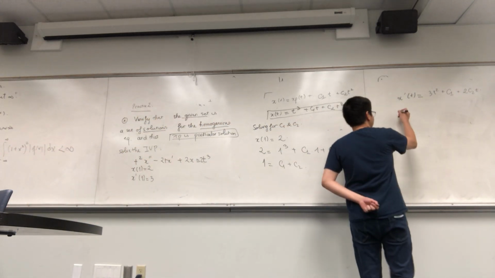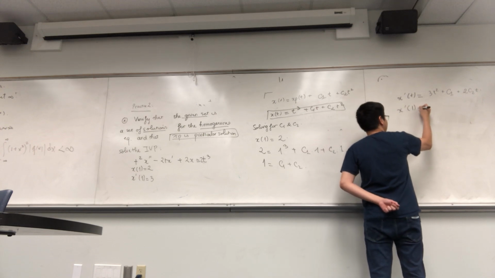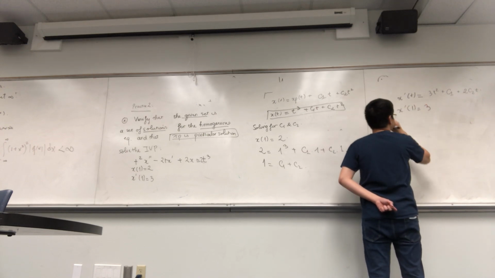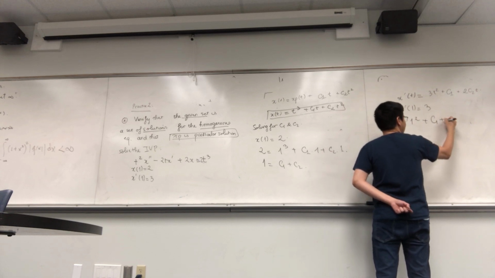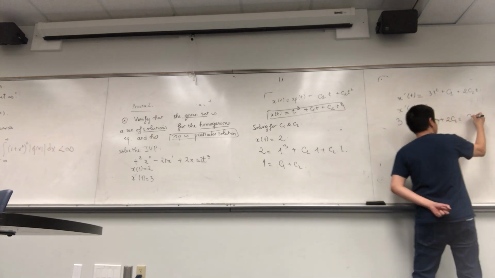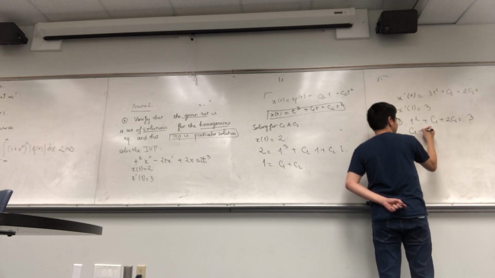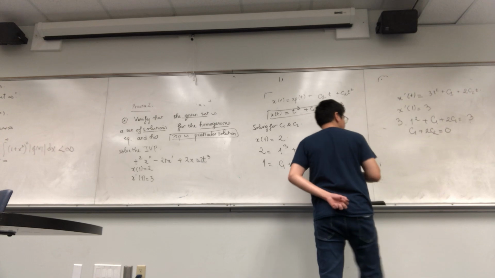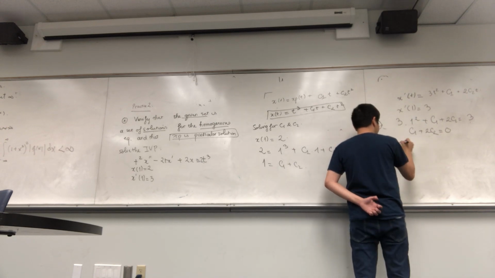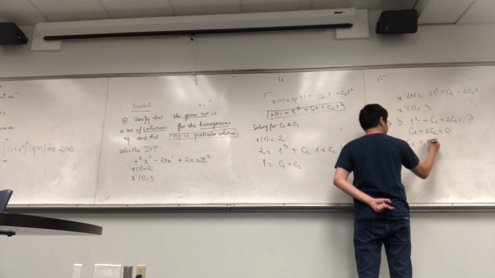And now you have x prime of 1 is 3. So 3 times 1 squared plus c1 plus 2c2 is 3, which means that c1 plus 2c2 is 0. So you arrive at the equation.